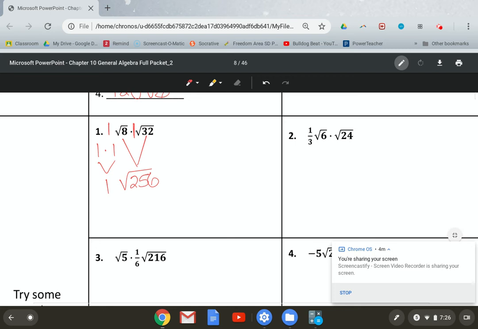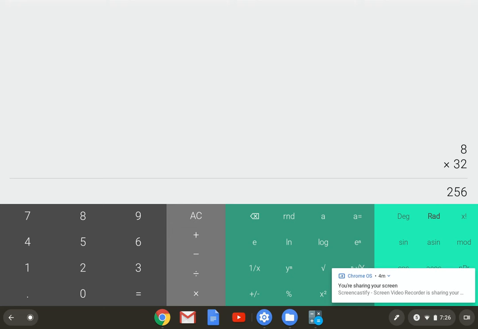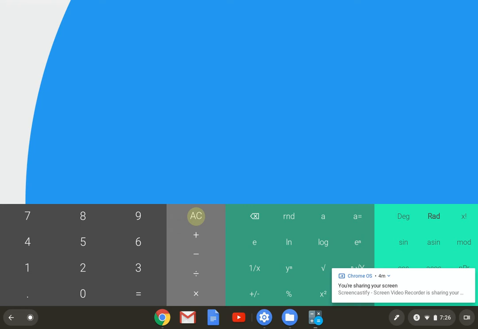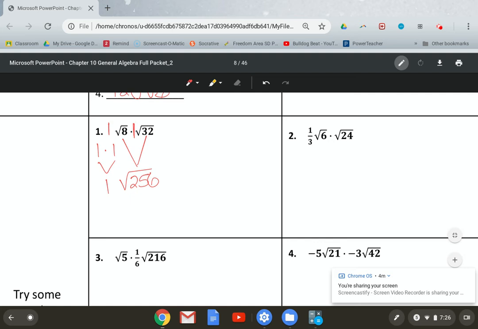All right, so 256. First of all, let's check if 256 is a square root. Oh, look at that, guys. So I checked. I wonder what the square root of 256 is. And, oh my, okay, 256, the square root is 16. That must have been on my list.